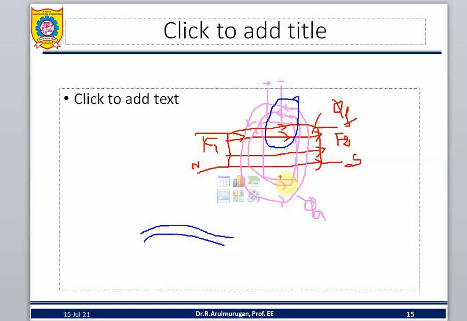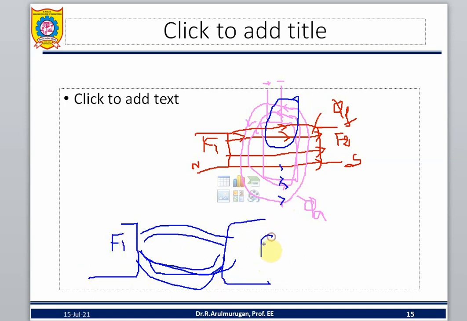In the bottom, all are in the same direction, so the bottom is strengthened. So here is F1, here is F2. The torque is produced from the weakened flux to the strengthened flux. So the direction of rotation takes place.